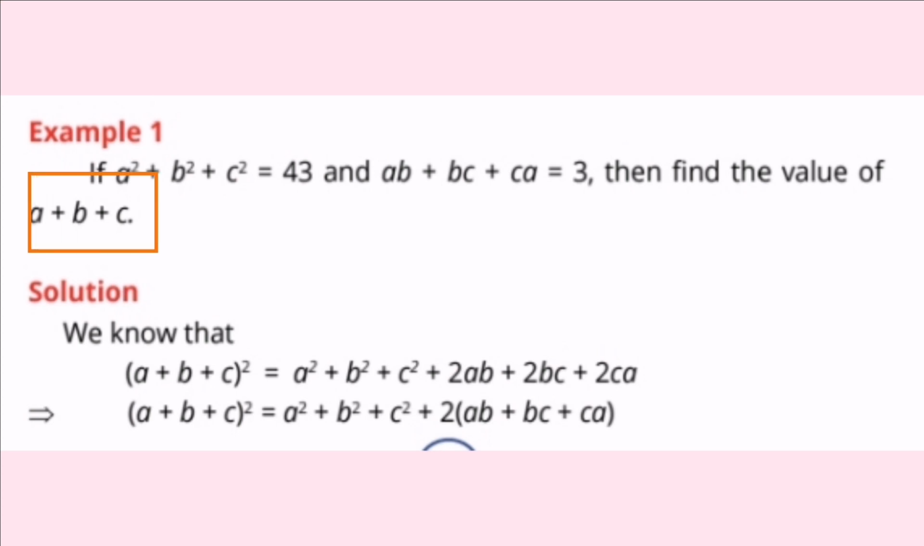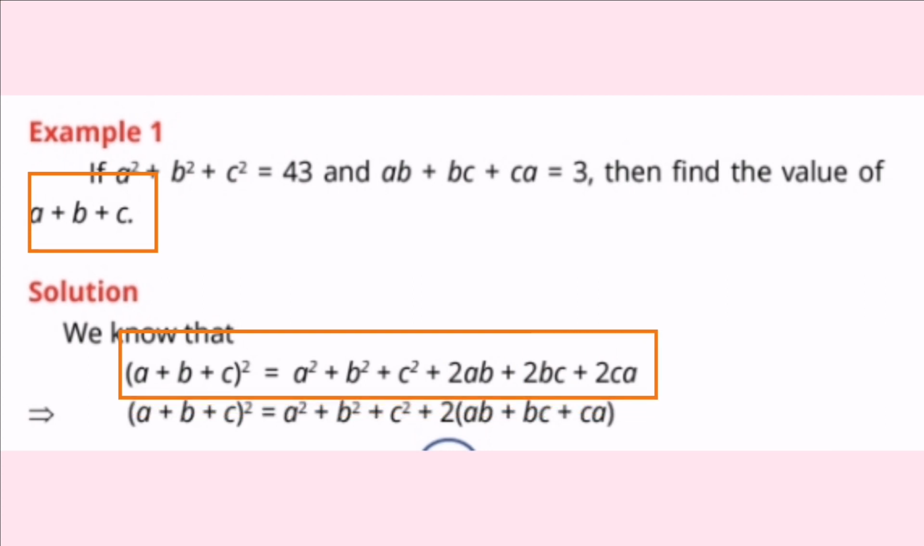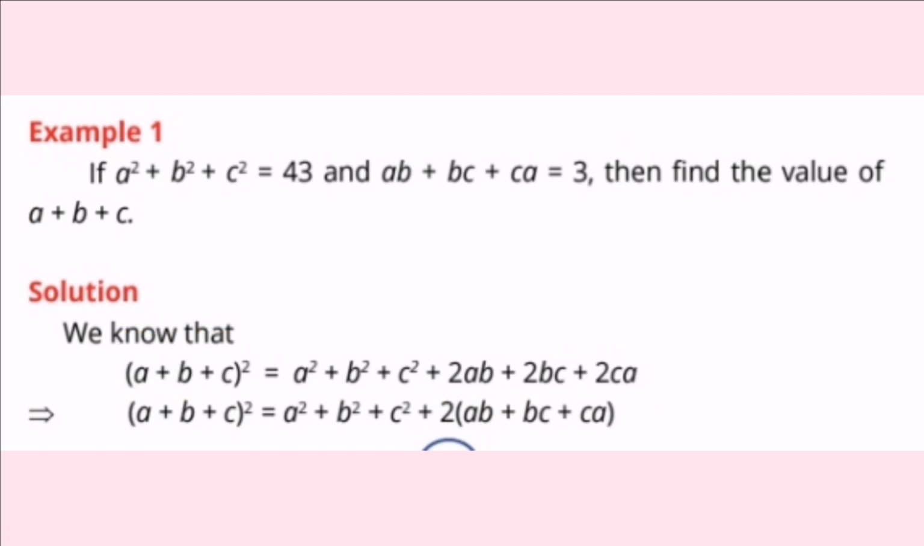We know that (a plus b plus c) whole square is equal to a square plus b square plus c square plus 2ab plus 2bc plus 2ca. Now taking common 2 from these terms, 2ab plus 2bc plus 2ca, we get the formula in this form: (a plus b plus c) whole square is equal to a square plus b square plus c square plus 2 times (ab plus bc plus ca).